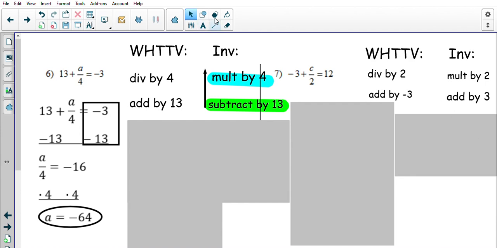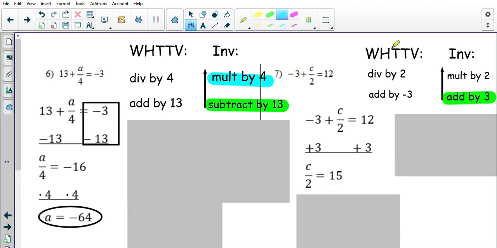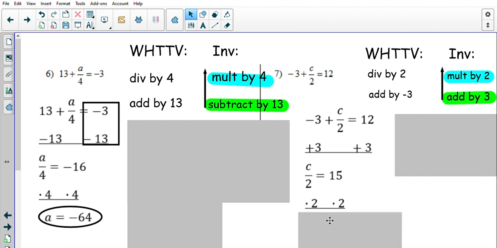So let's work in reverse order here. We're going to start by adding 3 on both sides. So let's add 3 on both sides. It's going to cancel out on the left. On the right-hand side, you're going to be left with 15. So we have c over 2 equals 15. Now we are going to multiply by 2 on both sides. So show multiplying by 2 on both sides. You should end up getting c equals 30 for your solution.